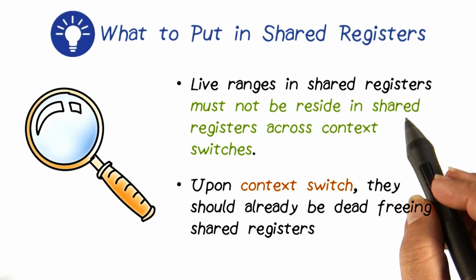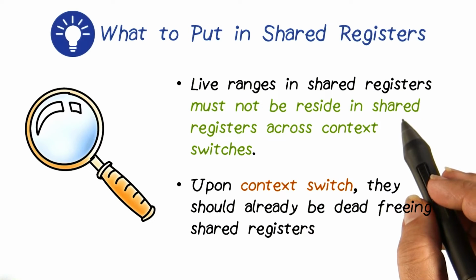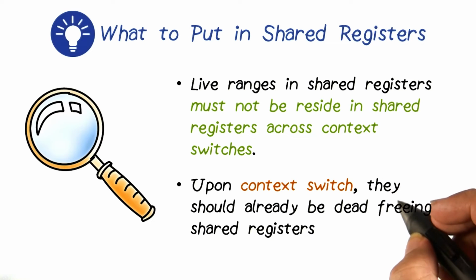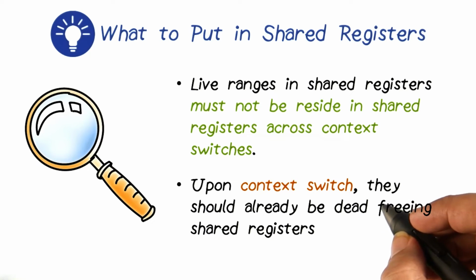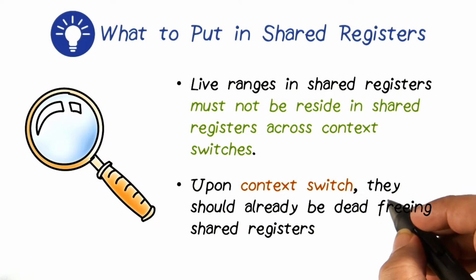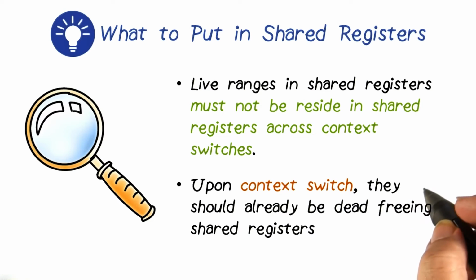So there should not be any live ranges which should stay in the shared registers across CTX instructions. Upon context switch, they should already be dead, freeing the shared registers, or they should be saved in memory locations, and therefore the context switch, even if it overrides them, has no effect because they could be restored from those locations after the context switch.